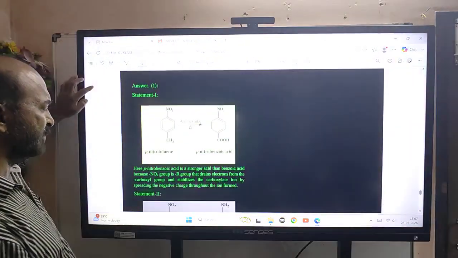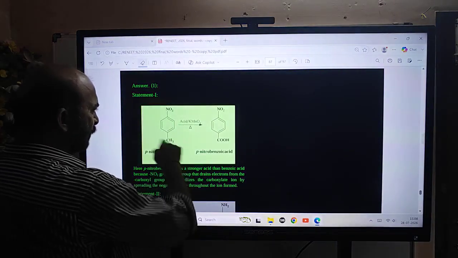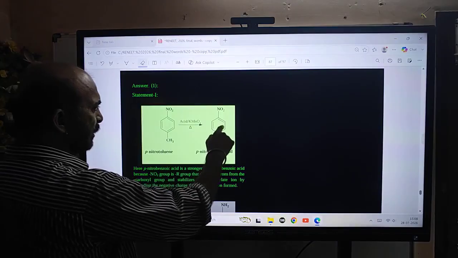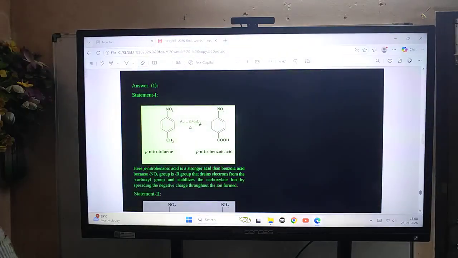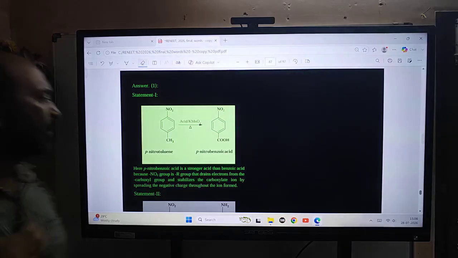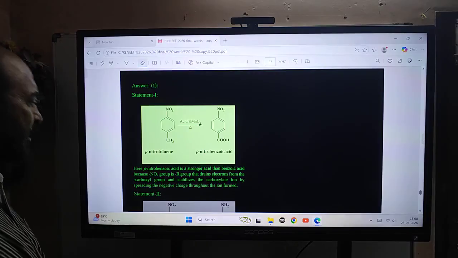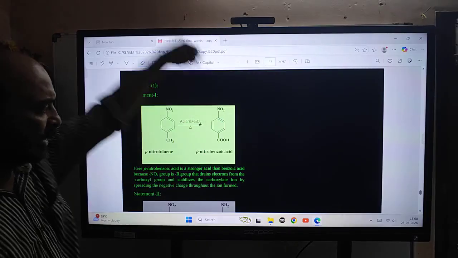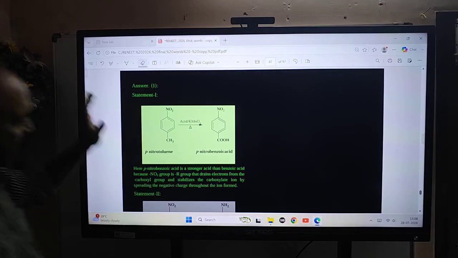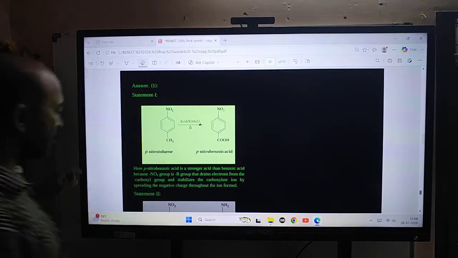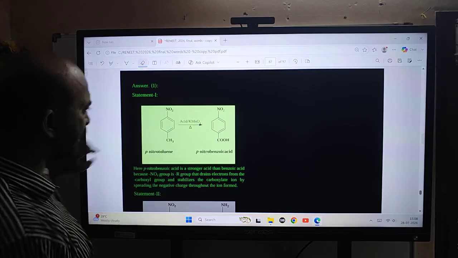What are these sentences meaning? First statement suggests acidic KMnO4. If you oxidize this, it will give para-nitrobenzoic acid. Para-nitrobenzoic acid is stronger than benzoic acid because it is an electron withdrawing group through resonance, isn't it? So it is a correct statement. Carboxylate ion spreads the negative charge, so it is stronger than benzoic acid. That first statement is correct.